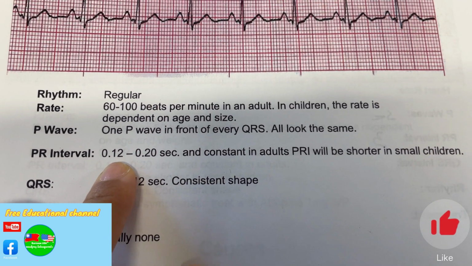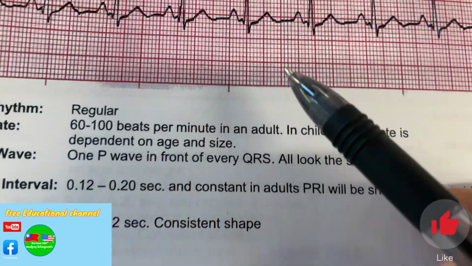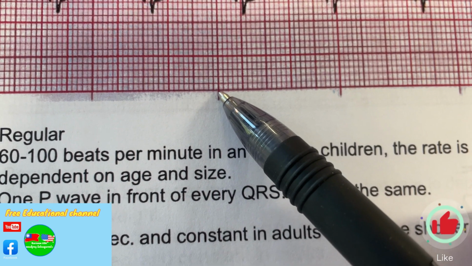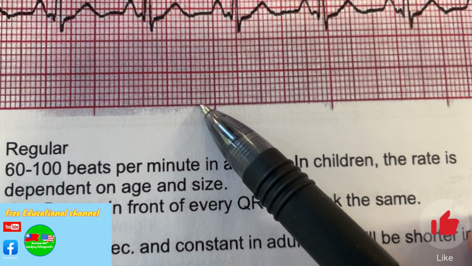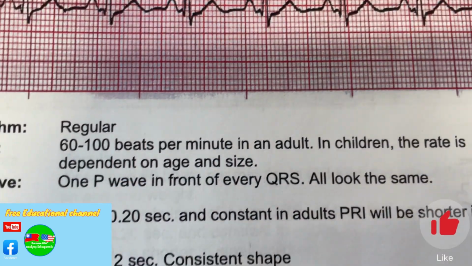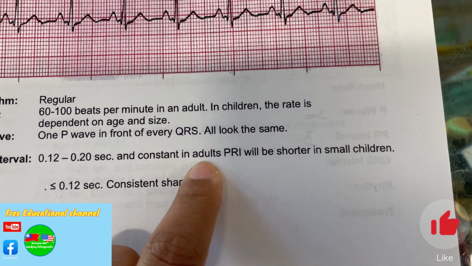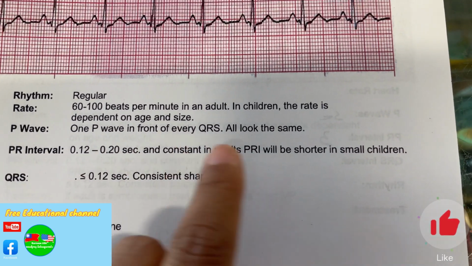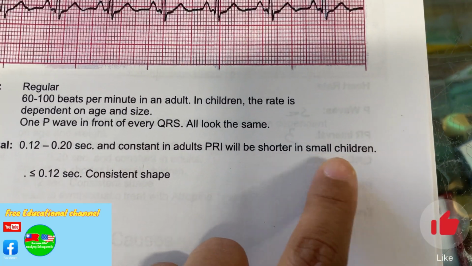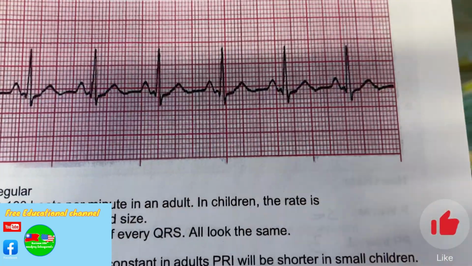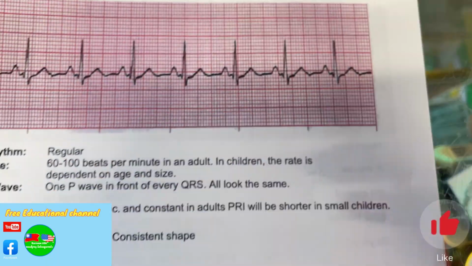You got it, right? Take a second and think about it. This little box is 0.04 second. So when you have 3 boxes, it's 0.12 second. When you have 5 boxes, it's 0.2 second. Got it? The PR interval is constant in adults, and the PR interval will be shorter in small children. You know why? Because small children have a small heart, so the atria pump faster.